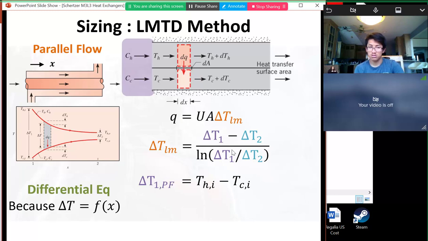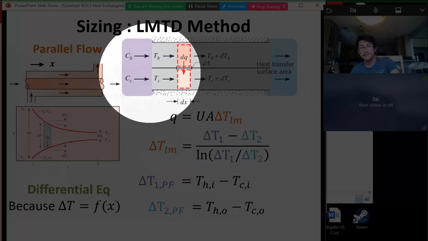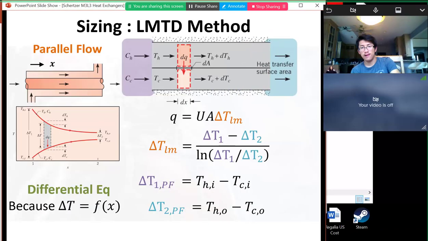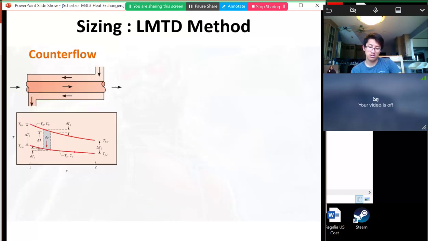So here, if it's parallel flow, delta T1 is the hot inlet minus the cold inlet, and delta T2 is the hot outlet minus the cold outlet. See, they're both on the same sides, right? So the purple stuff is all on the left-hand side here, and the blue stuff is all on the right-hand side. So our delta T1 is always going to be pinned to the hot inlet. And the delta T's are going to be the T's that touch each other at the inlet of the hot side and the T's that touch each other on the outlet of the hot side.